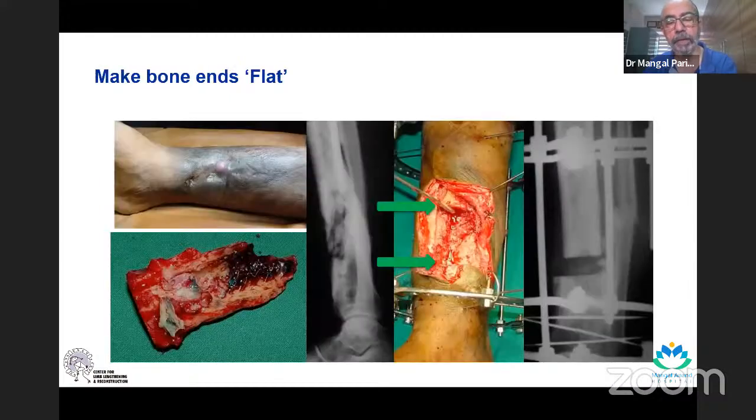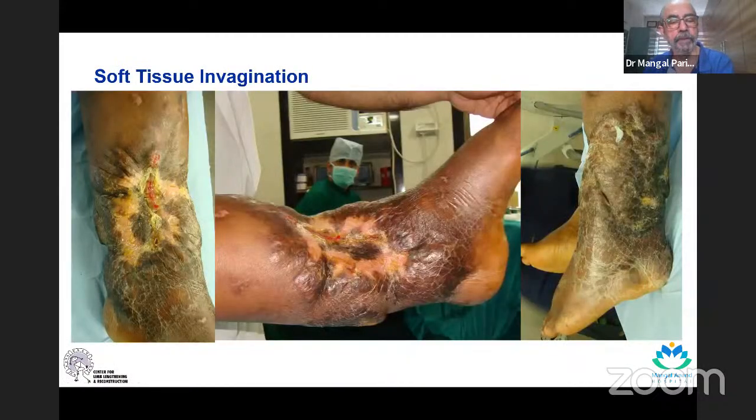You can make the bone ends flat in certain situations where there's so much infection. So now I don't know which part of this bone is proper or not. So there I will tend to take off all of this in toto and get flat ends, which will give me good healing.